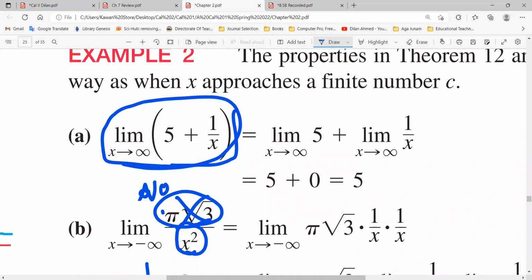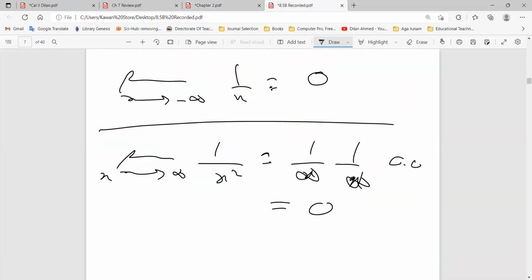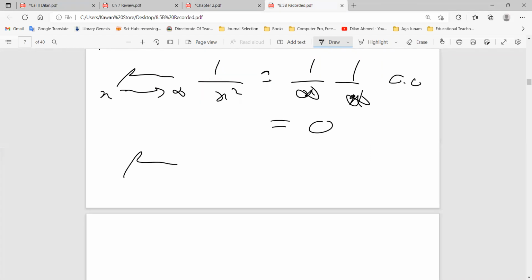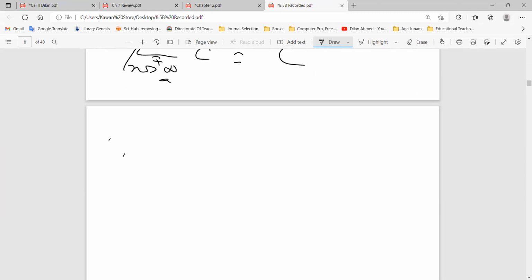5 plus 1 over x. I know 1 over x is equal to 0, as well as a rule: if I have any constant number, and x is going to infinity, or minus infinity, the constant still remains constant. So it is equal to c. Example to clarify for you. For example, you have 5, we say it is equal to 5.